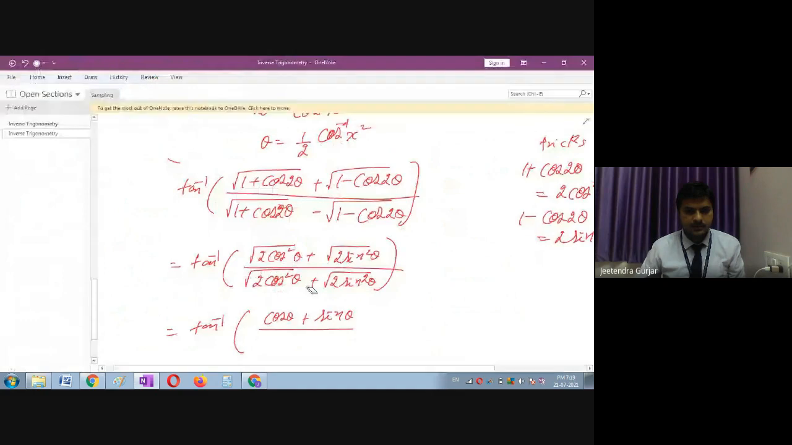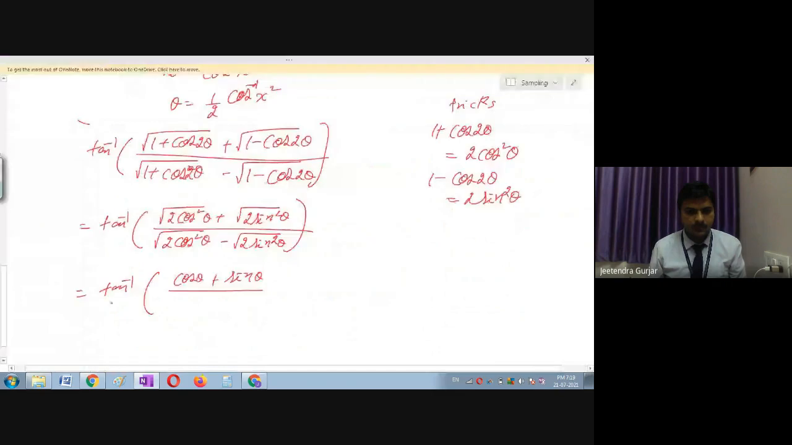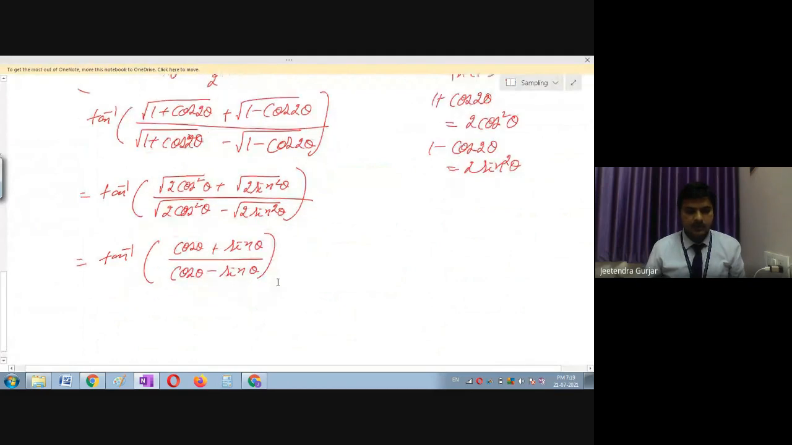Minus is there, so don't make mistakes, friends. Very, very important. So this is cos theta minus sine theta. I think everybody is clear till here. Yes. Now divide this by cos theta in the numerator and denominator.